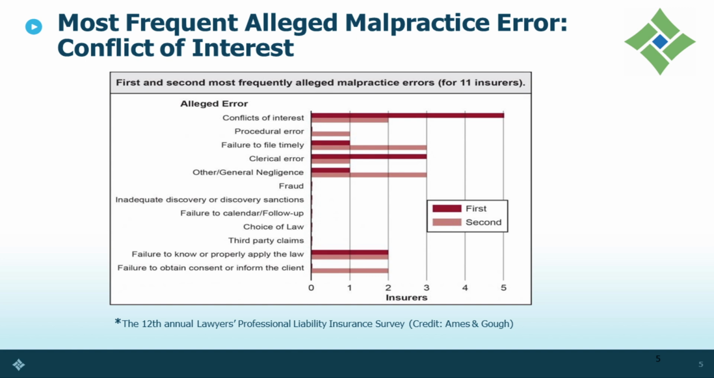You may be familiar with Ames & Gough, a specialty insurance brokerage. They provide helpful insight and analysis into malpractice claim trends about every other year in their publication, The Lawyers' Professional Liability Survey. Their last survey was released in 2024. Just like the prior survey in 2022, this latest survey also shows that conflicts of interest continue to be at the top of the list of alleged malpractice errors. Specifically, conflicts of interest remain the single largest cause of legal malpractice claims, with 9 of the insurers polled ranking it the first or second most common error.